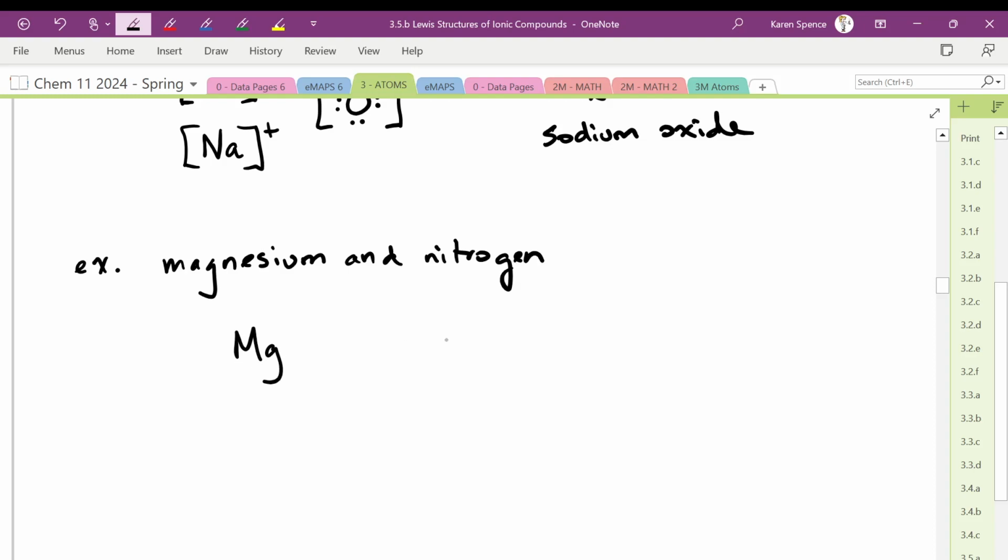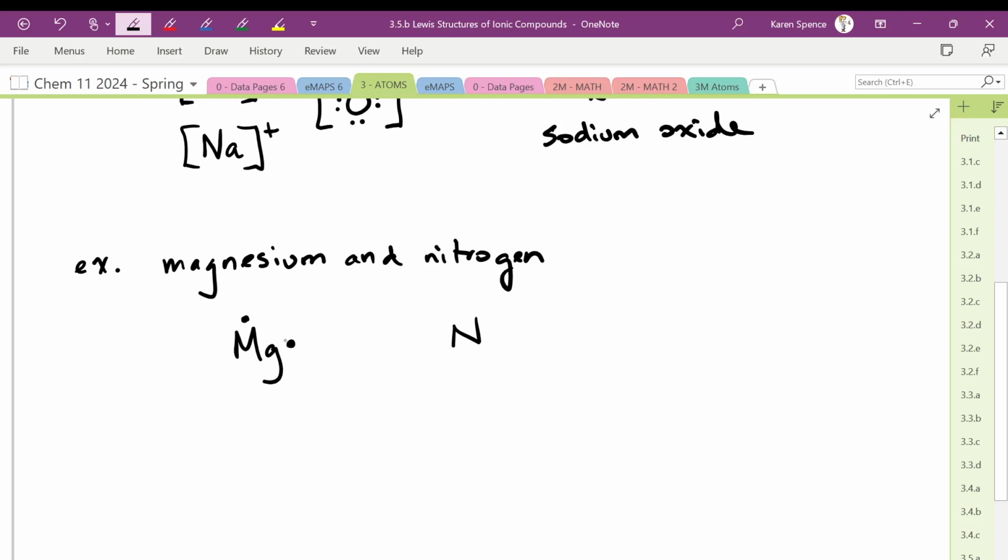Mg. N. How many electrons on magnesium? Tell your partner, how many electrons on magnesium? 2. Yes, 1, 2. Tell your partner how many electrons on nitrogen.